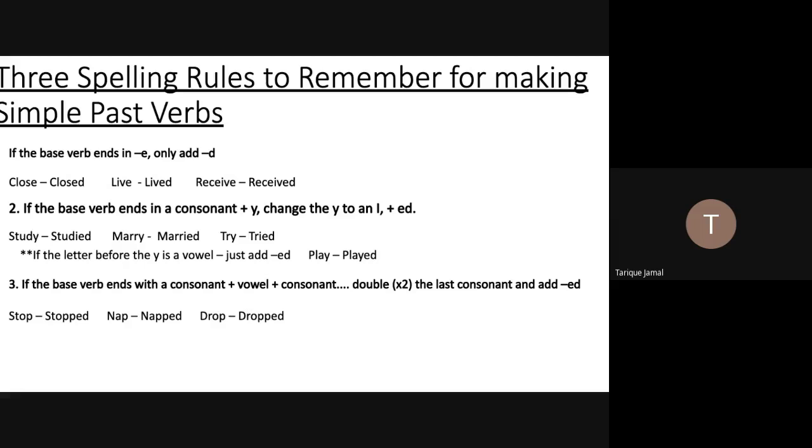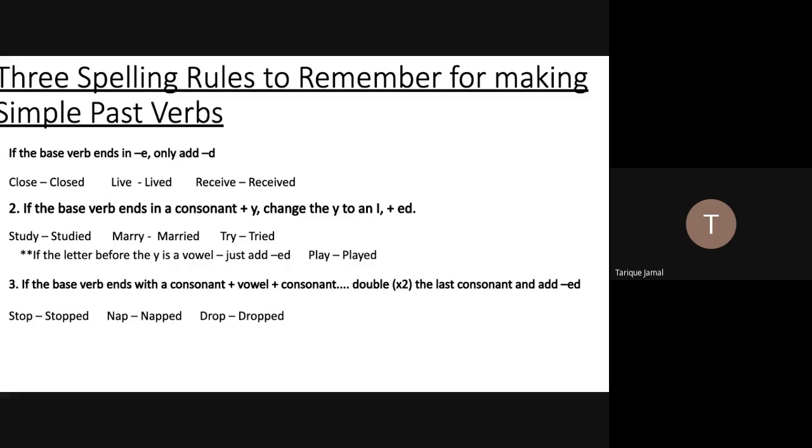That if the base verb ends in e, only add d. All right. So remember that if your base verb ends with e, the letter e, all you have to do to make it past tense is add d. Look at the example: close, C-L-O-S-E. The verb is ending with the letter E. To make it past, all we did is just add D to it, right?